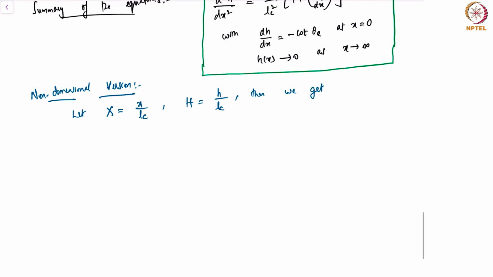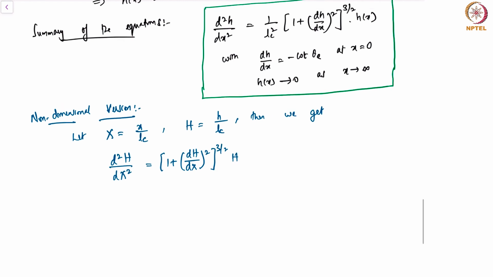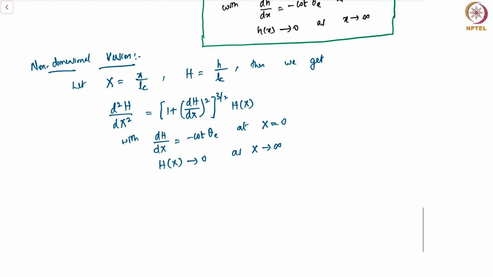I would like all of you to try and do this on your own, but if we systematically do this correctly, then we get d square capital H by d capital X square will simply be 1 plus d capital H by d capital X whole square power 3 by 2 times h as a function of x, with the first boundary condition, which is anyway non-dimensional, minus cot theta e at capital X equal to 0, and h of x goes to 0 as capital X goes to infinity. Now why would we want to do this?